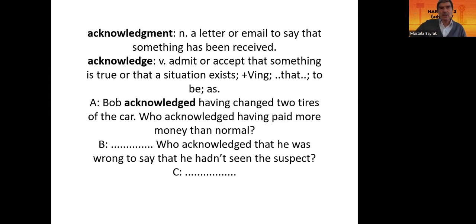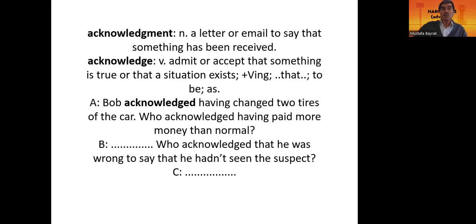Acknowledgement as a noun, acknowledge as a verb. Acknowledgement means a letter or email to say that something has been received, as a feedback. Acknowledge means admit or accept that something is true or that the situation exists; affirm, agree, or confirm. Acknowledge that, or acknowledge doing something. It takes a gerund.